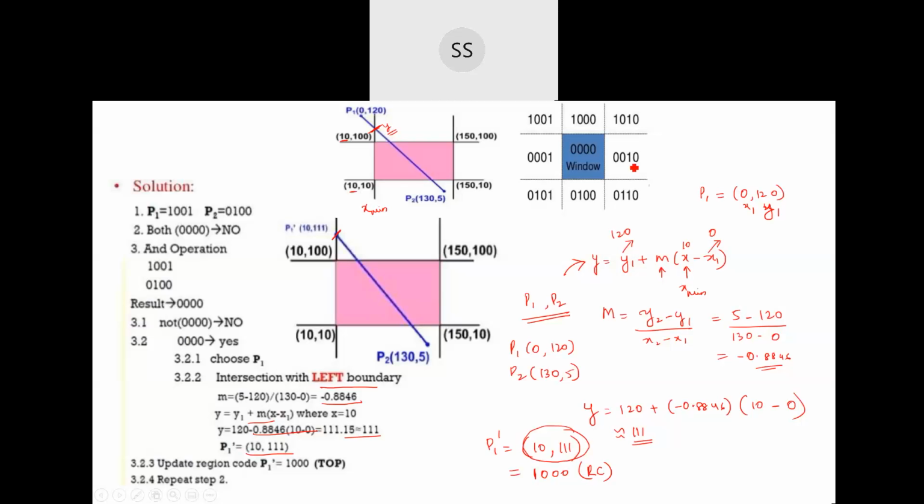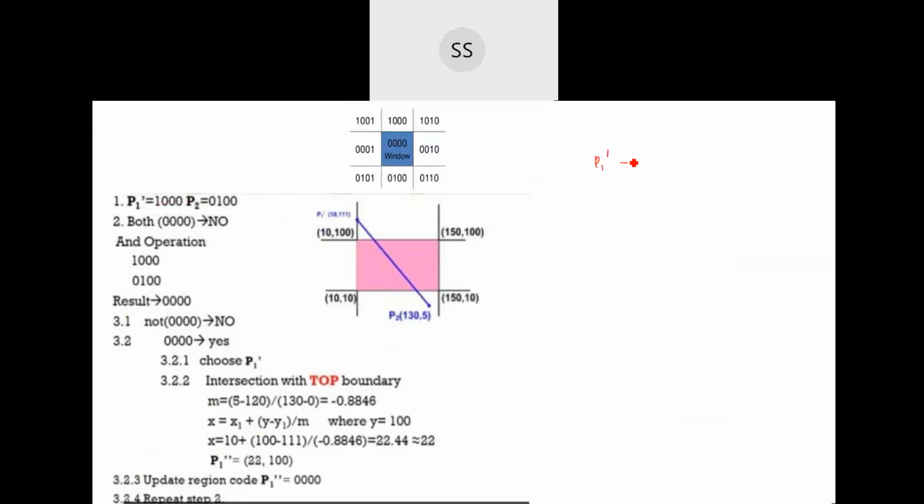So I have got the region code and I'm going to repeat the same step that I have done earlier. Now I have got P1 dash, and its region code is 1000. I already have the region code for P2, which is 0100. I again repeat the step. I check whether both the values are 0000. No, they are not. What will be the second process? If both are not the same, we can try P1 dash and P2.